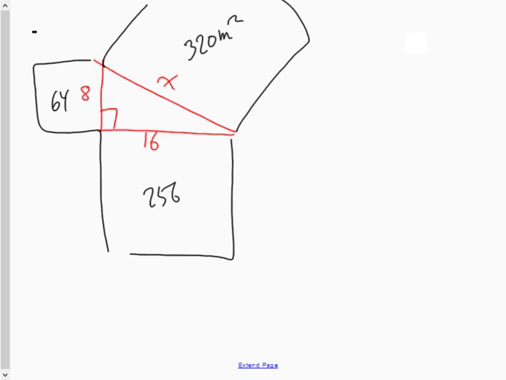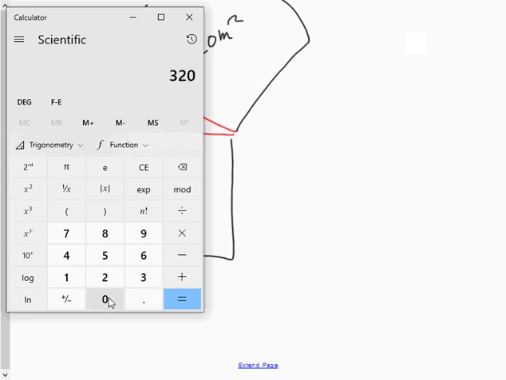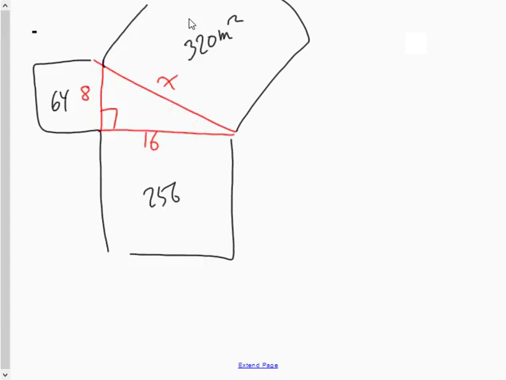So if the area of that square is 320, you can do it one of two ways. The easiest way, of course, is take your calculator and say, what is the square root of 320? 17.9. So therefore, x is approximately equal to 17.9, or is exactly equal to the square root of 320.